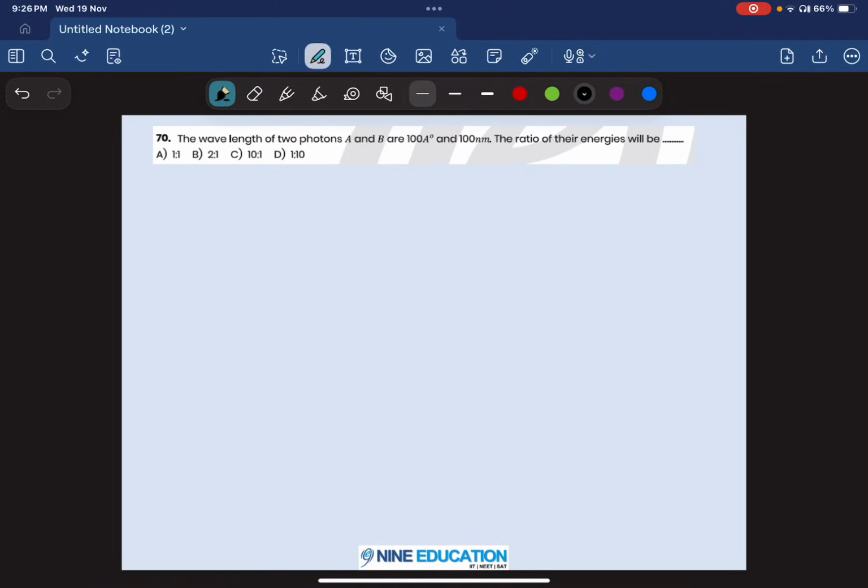The wavelength of two photons. Next question: the wavelengths of two photons A and B are 100 angstrom and 100 nanometer. The ratio of their energies will be... Lambda A is 100 angstrom, that means 100 into 10 power minus 10 meters. Lambda B is 100 into 10 power minus 9 meters.